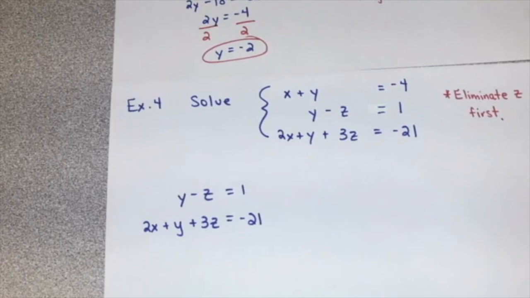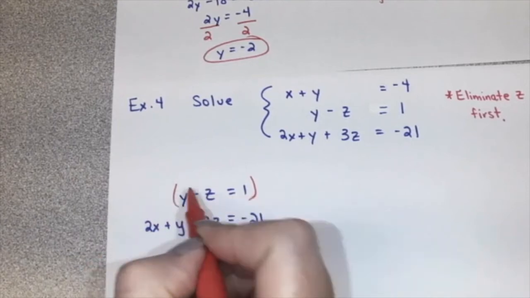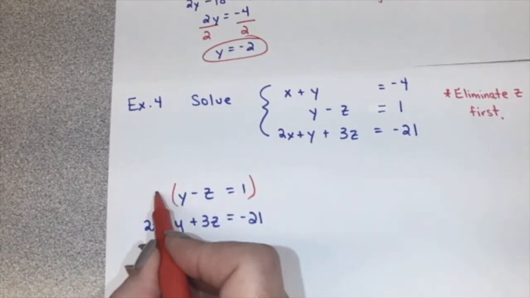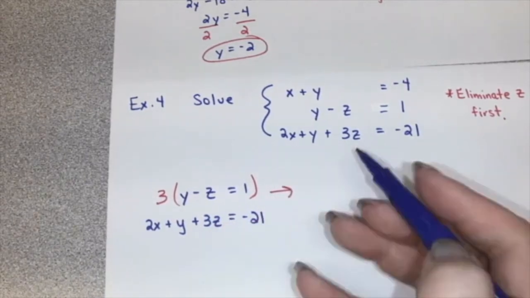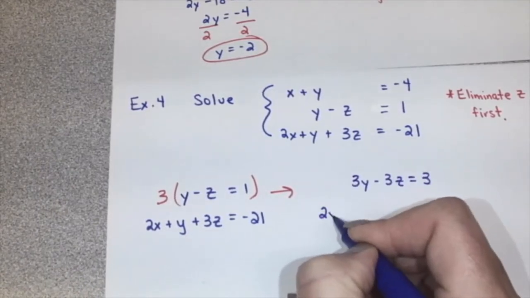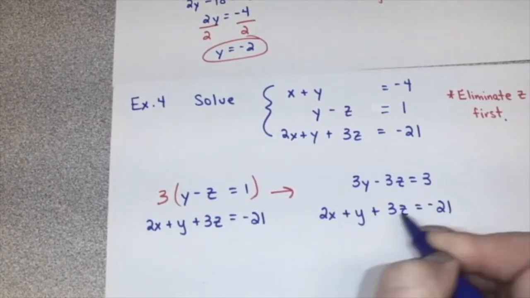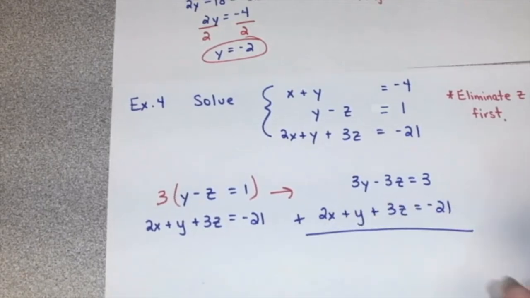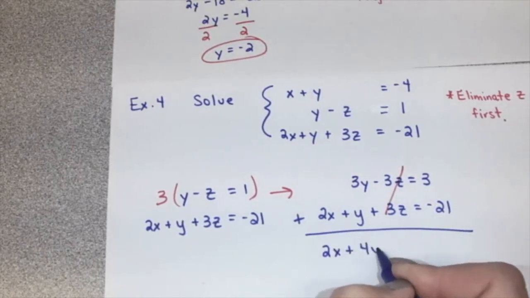And I'm going to ask myself, right, if my goal is to get rid of z, what do I need to multiply the first equation by to make that happen? If my goal is to get rid of z, what should I multiply the y minus z thing by? So if this is 3, we want that to be -3, right? So we'll multiply by 3. So this is what we'll get. We'll get 3y minus 3z equals 3, and 2x plus y plus 3z equals -21. So just like we said we wanted here, right, we're going to get rid of z, and then we've got 2x plus 4y equals -18.